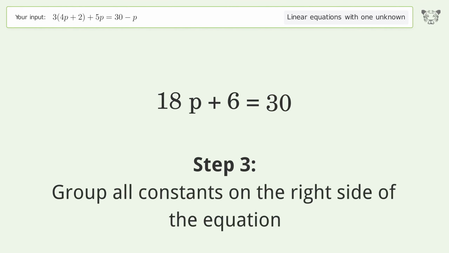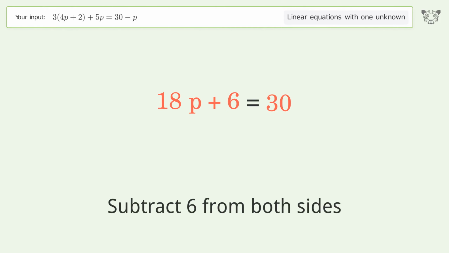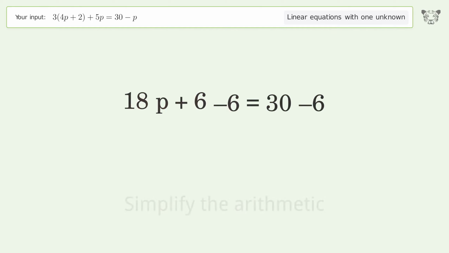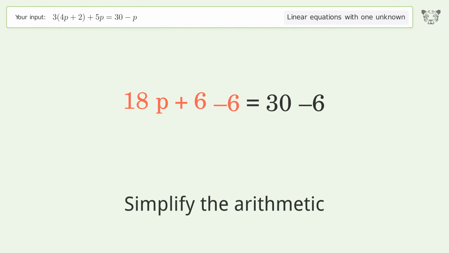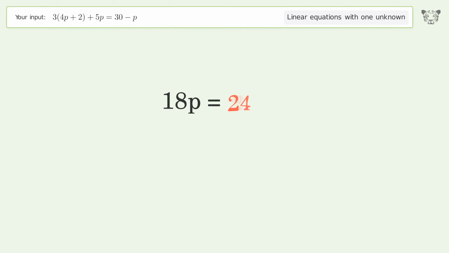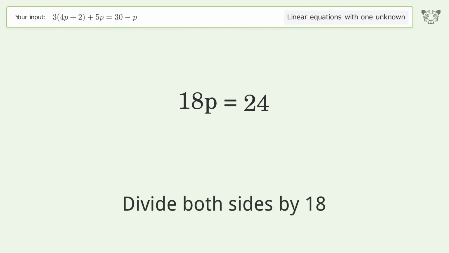Group all constants on the right side of the equation. Subtract 6 from both sides. Simplify the arithmetic. Isolate the p. Divide both sides by 18.